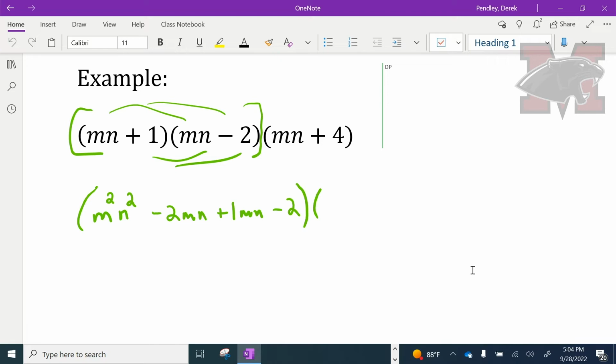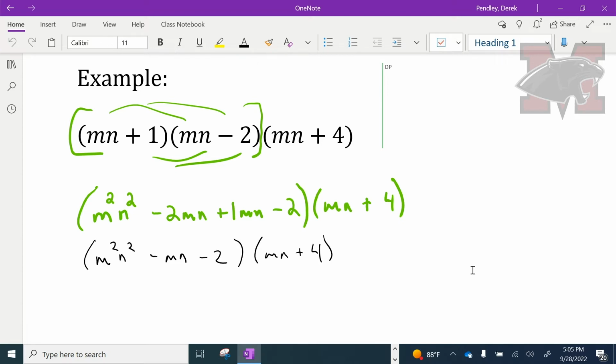And then you still have that mn plus 4 to multiply by. But before you do, I would highly recommend simplifying if you can. That way you have one less thing to multiply by. So by doing that, you're going to be left with m squared n squared minus mn minus 2 multiplied by mn plus 4.